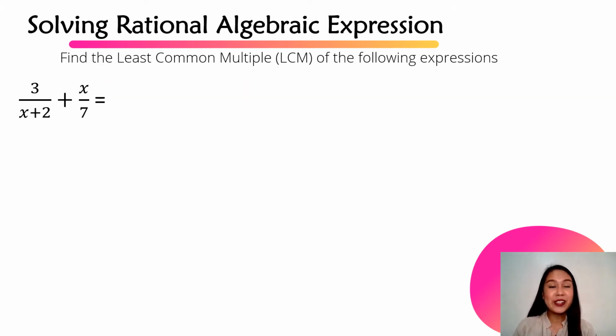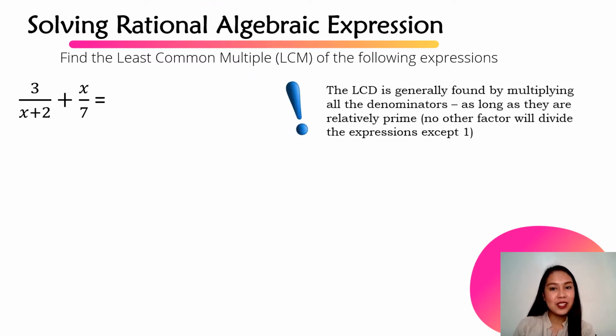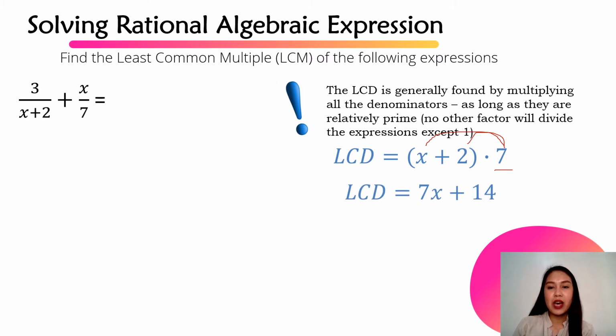Now let's consider another example of a rational algebraic expression. This is 3 over x plus 2 plus x over 7. For this particular example, we still do not have the same denominator, so we have to find the LCD. Since x plus 2 and 7 are relatively prime, we have to multiply these two. In this case, we just have to distribute 7 to the binomial x plus 2. So we multiply 7 by x and 7 by 2. That's why we'll have 7x plus 14. 7 times x is 7x, and 7 times 2 is 14.